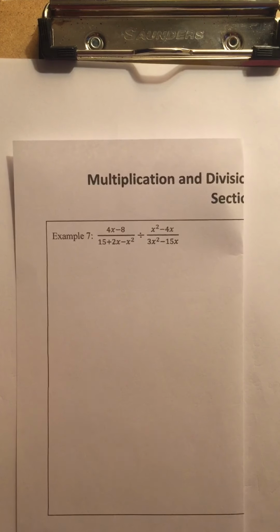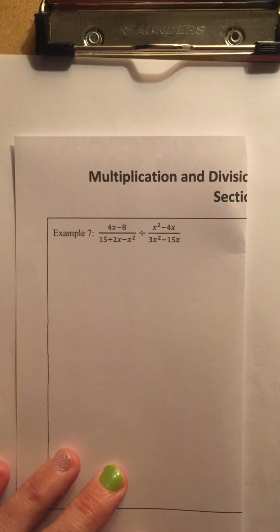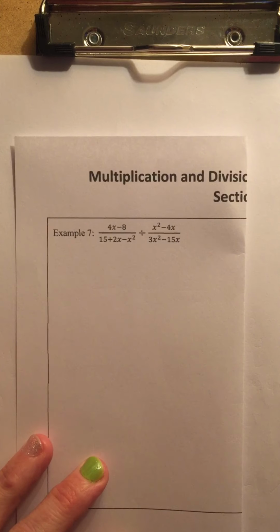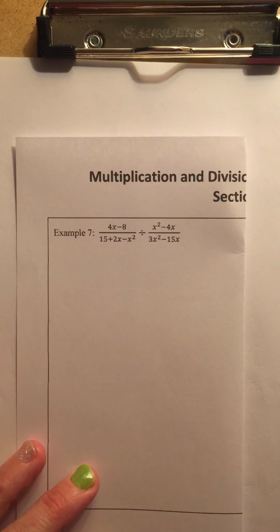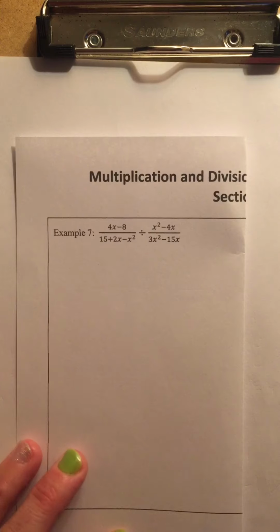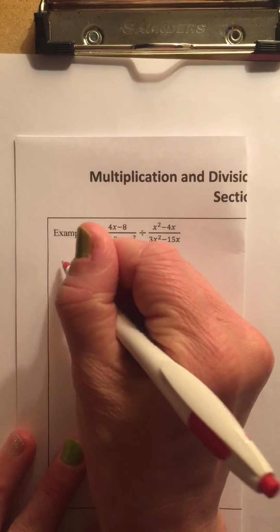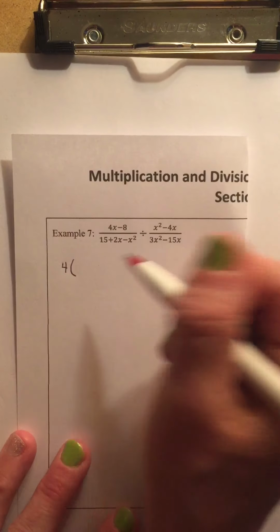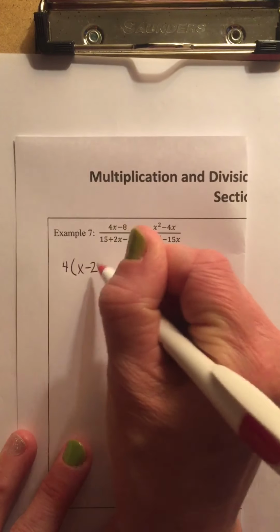Example 7. We're going to need to factor, and it's a division problem. So you remember, we keep the first fraction the same, change the division to multiplication, and flip the second fraction, make it its reciprocal. And we also have to factor. So here we go. 4x minus 8 factors into 4 times x minus 2.